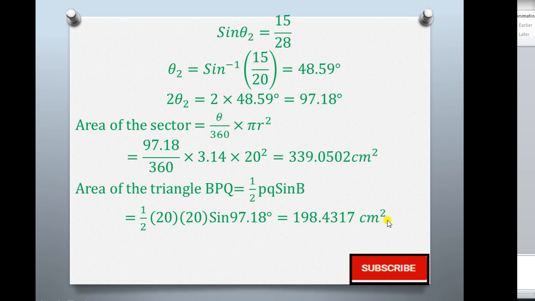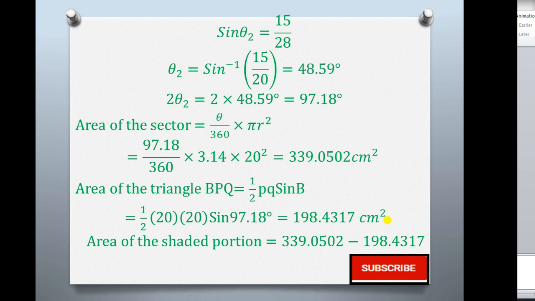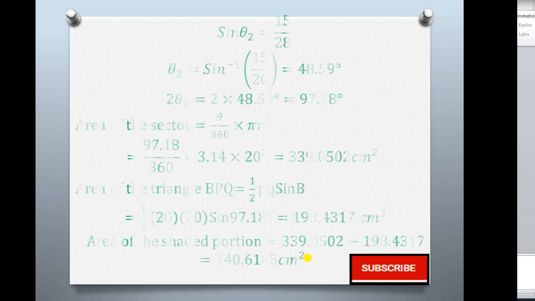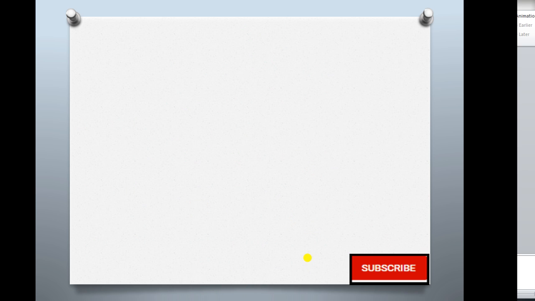198.4317 square centimeters. Now the result we are looking for is the area of the shaded portion, which is still the difference between the area of the sector, which is this, and the area of the triangle. That is why we are subtracting this value from this value. And if you do the subtraction correctly, you will get 140.6185 centimeters squared.